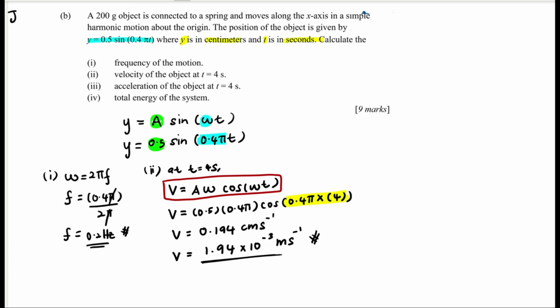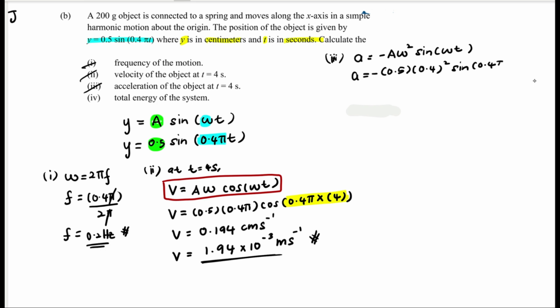Okay, and then number 3. Okay, we write the equation of acceleration in terms of time. So a is equal to negative a omega squared sin omega t. Sama juga macam tadi lah. A is equal to negative 0.5 times that one 0.4 pi squared sin 0.4 pi t. Okay, t itu boleh gantilah, which is equal to 4.